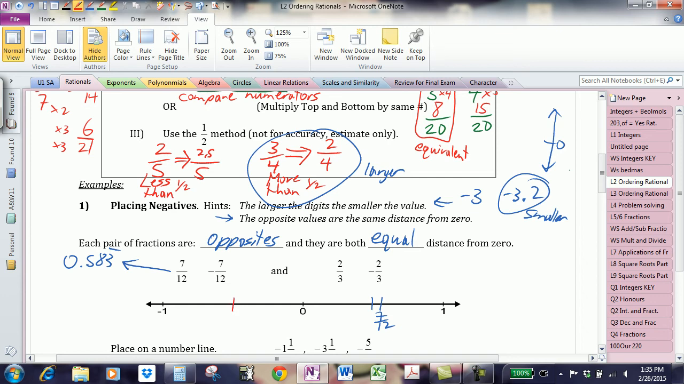Now we have to do the mirror image. So since 7 over 12 goes 0.5, 7 over 12, it'll do the same thing on the other side. 0, -0.5, -7 over 12. So now I plotted -7 over 12 on the correct side of -1/2. Okay.